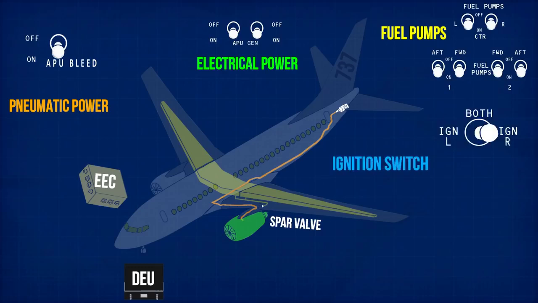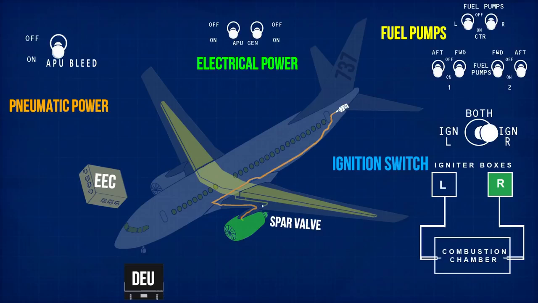The ignition switch position has to be changed. For redundancy, each engine has two ignition systems, left and right. Standard procedure requires changing the switch position before each start.